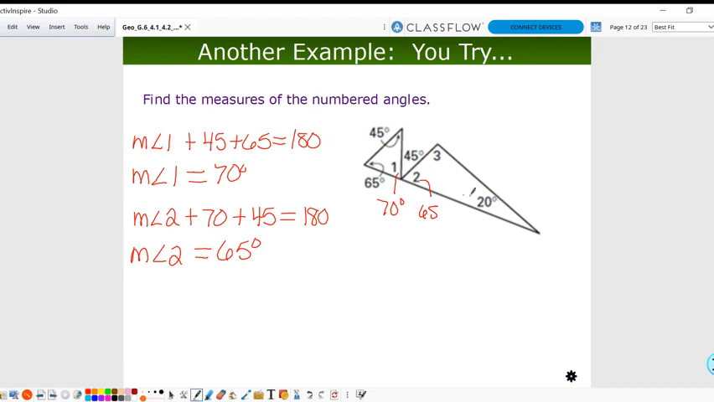So if I know this one's 65 degrees, 65 plus 20 plus the measure of angle 3 have to also add up to 180 degrees. The measure of angle 3 will equal 95 degrees.